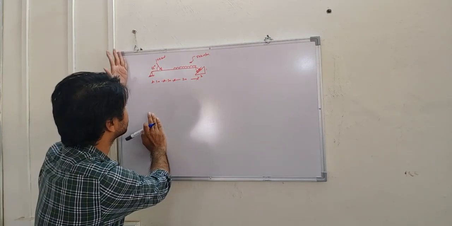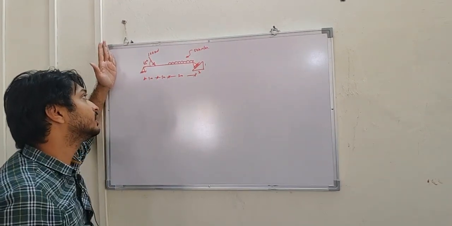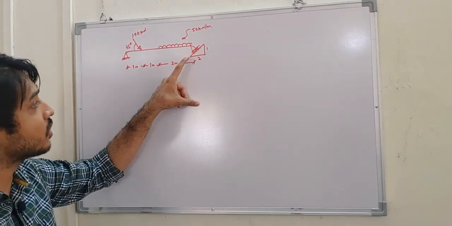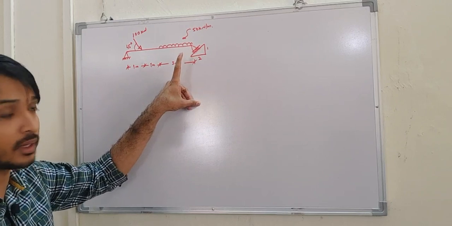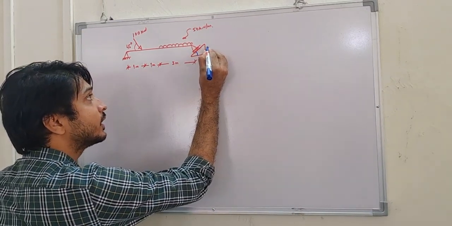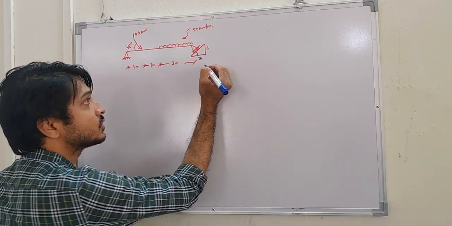Determine the support reactions for the given problem. Here they have given a hinge on one side and a roller on the other side, but it is not a horizontal roller, it is an inclined one. So instead of giving the angle theta, they have given vertical and horizontal, 1:2.